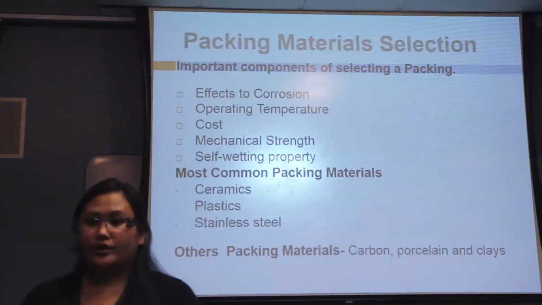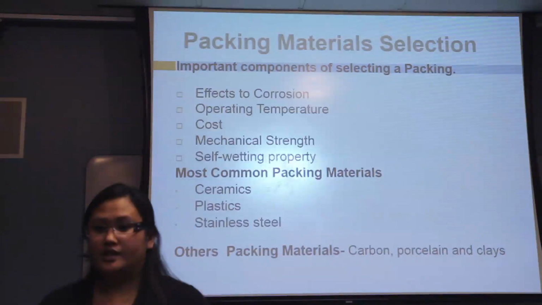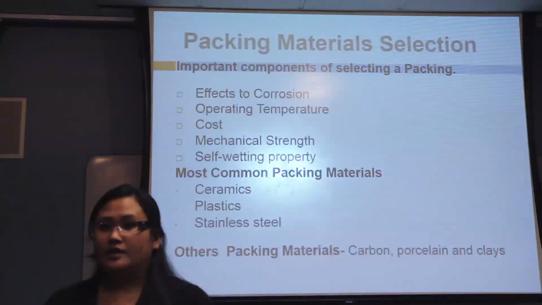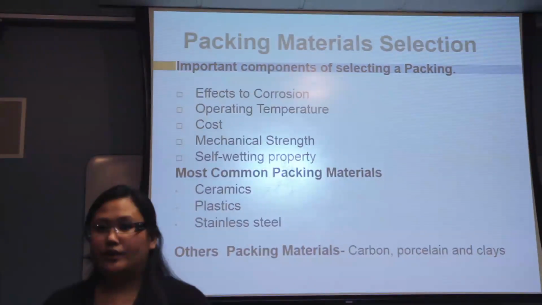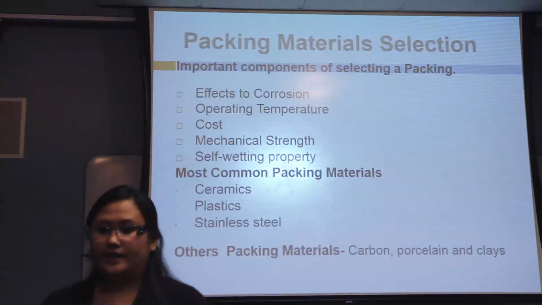So let's go back to the important components that we consider when selecting packings. The first one is the effects to corrosion. Stainless steels and ceramics do have a high corrosive effects. Plastics do have a moderate corrosive effects. The second one is the operating temperature. For processes that require high operating temperature, we use stainless steels. For moderate ones, we use plastics, and for low operating temperature, we use ceramics. The next one will be the cost. Stainless steels and plastics are cheaper than ceramics. And then the fourth one, we talk about the mechanical strength.